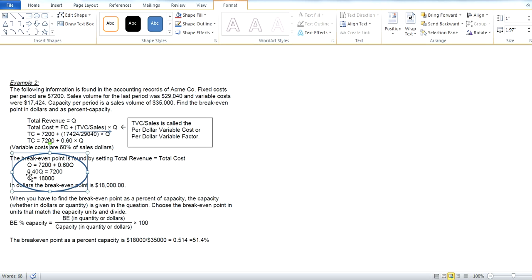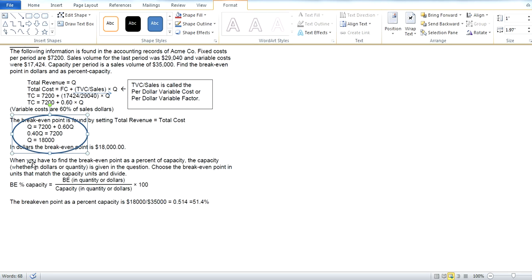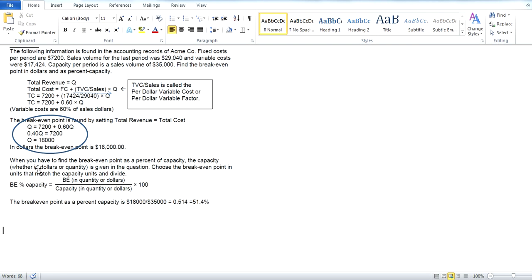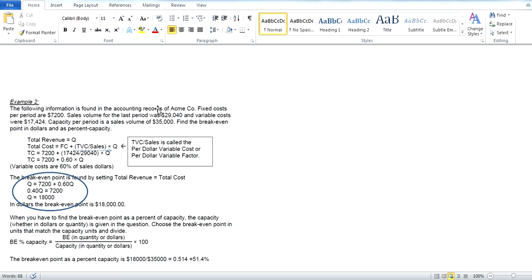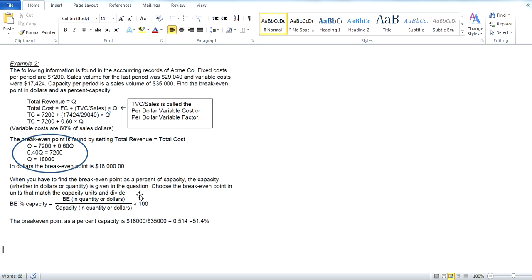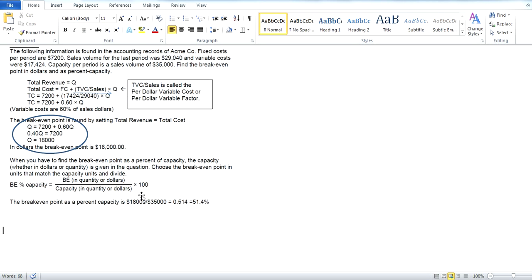And then we isolate Q by dividing 7,200 by the 0.40. When you have to find the break-even point as a percent of capacity, the capacity, whether in dollars or quantity, is given in the question. So we're told here that the capacity for this company is a sales volume of $35,000. They cannot exceed $35,000 in sales. They can't support it, okay?